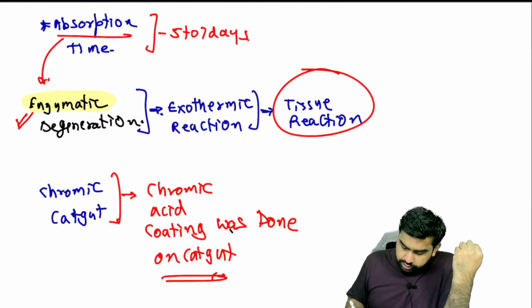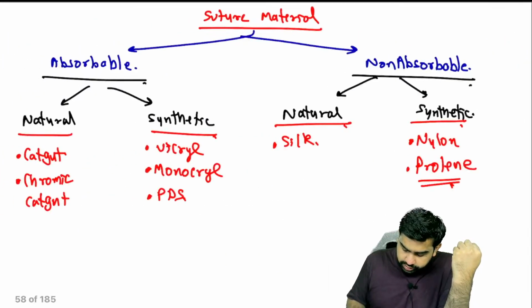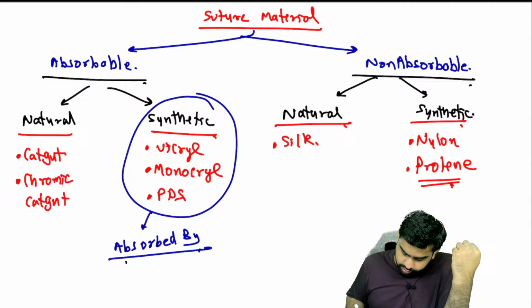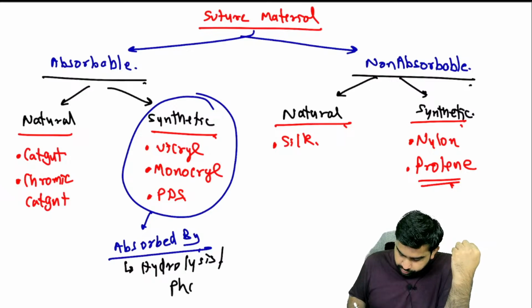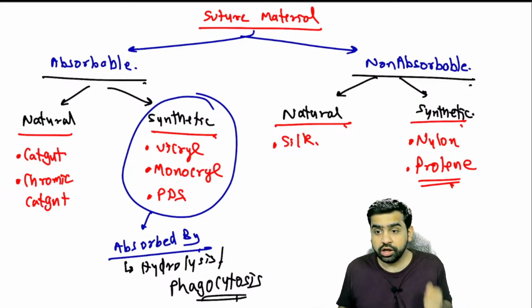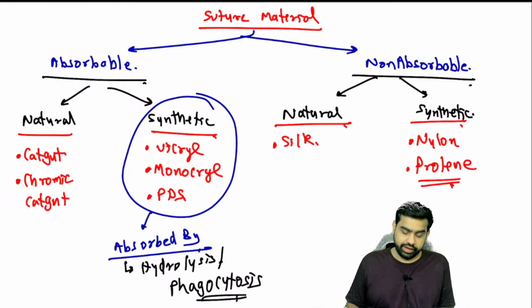What about the synthetically occurring absorbable sutures? You have Vicryl and Monocryl, and these are absorbed by the process of hydrolysis or phagocytosis. And because they are absorbed by this process of hydrolysis or phagocytosis, the tissue reaction is very, very less over here.